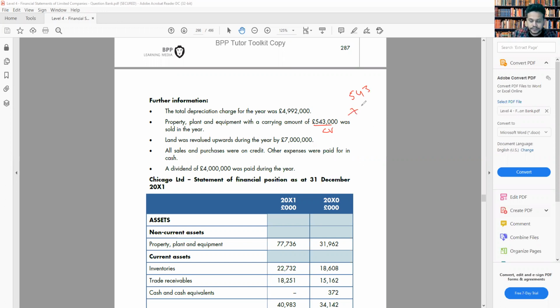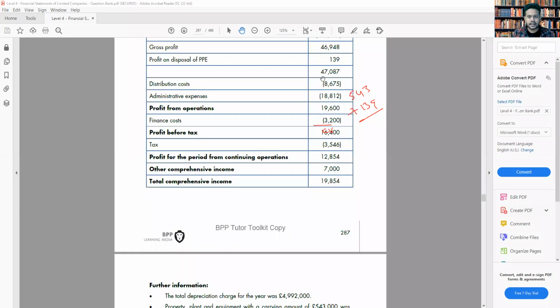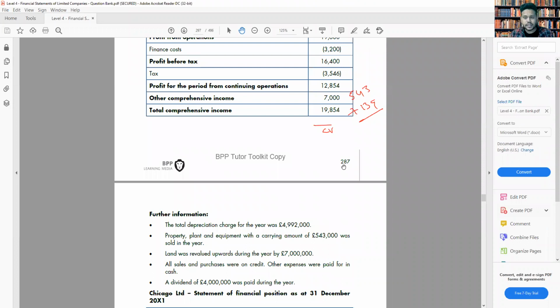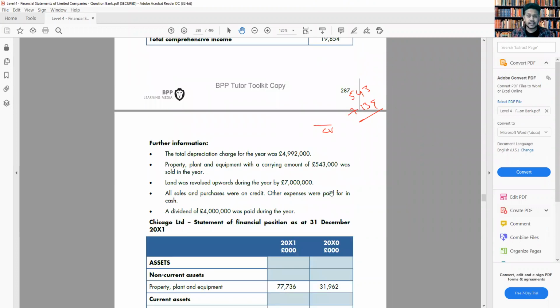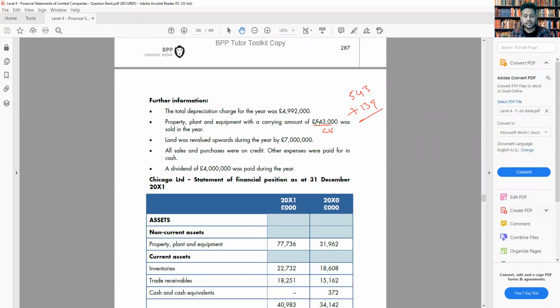139. On the profit and loss account, we can see here we make a profit of 139. So if we make a profit of 139, that means my selling price will be this plus this, isn't it? So if I add these two, that will give my selling price. Even though I don't know my selling price, I know my carrying value and I make a profit of 139. So that means I sold it for that.